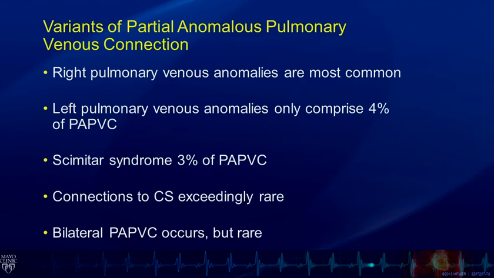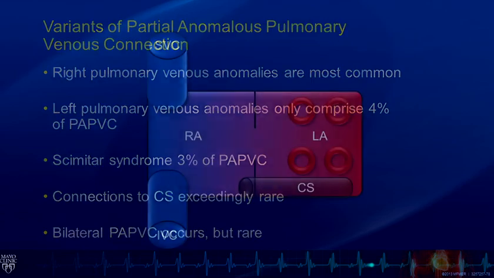The scimitar syndrome, which is partial anomalous return of the right veins to the IVC below the diaphragm, is quite rare and is usually associated with other congenital and pulmonary defects. Connections to the coronary sinus can occur, but these are very rare. And embryologically, it's difficult to explain how partial bilateral anomalous pulmonary veins can occur, but we have seen this in echo and in the clinic.